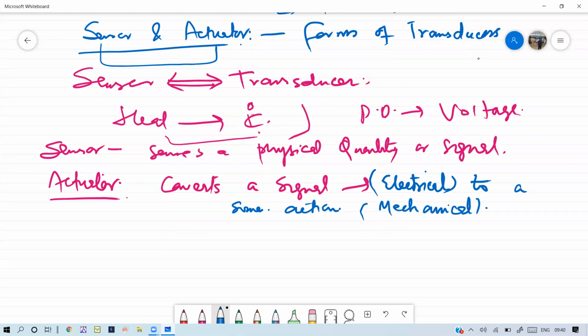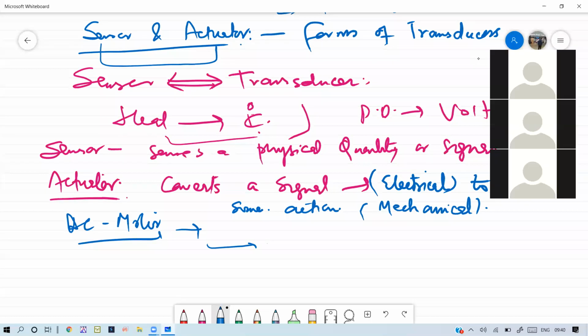For example, if you have a DC motor, it takes an electric input and converts it into some mechanical motion. It rotates, it moves some parts from one point to another. So this can be an actuator. We have a sensor which senses the physical quantity and gives you the output, and an actuator which converts some quantity into another. Both are forms of the transducer, and in general both do the same work: they convert one form of energy into another.